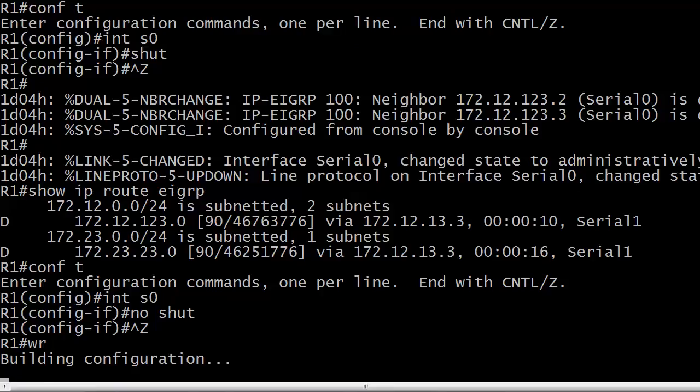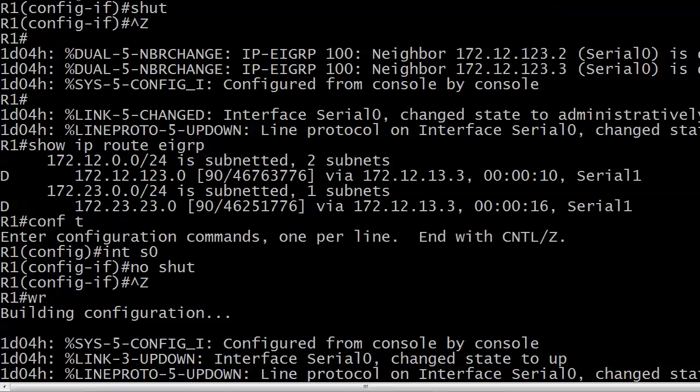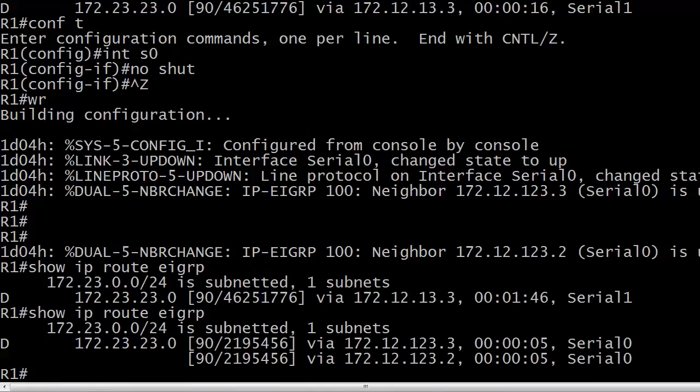And I will pause the video here for a moment because that'll take a minute or two to come up as far as our adjacencies over the serial link, and as soon as it does, I'll restart the video and we'll check out the routing table again. It's the old elevator button theory. I thought, well, that's been long enough.